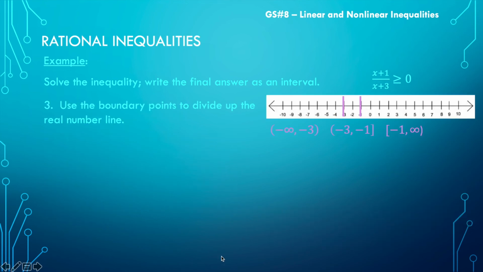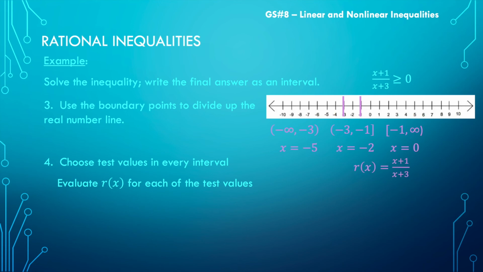All right, so let's choose some test values. Let's choose a value between negative infinity and negative 3, and from negative 3 to negative 1, and from negative 1 to infinity. Anything you want in there. And I chose these: x is equal to negative 5, negative 2, and 0. And then we will definitely evaluate r of x for each of those. And r of x is (x plus 1) over (x plus 3). And so when I substitute those x values in, I get r of negative 5 is 3 halves, r of negative 2 is negative 1, and r of 0 is 1/3.